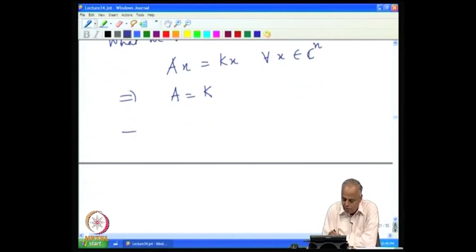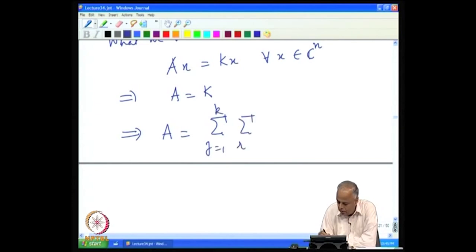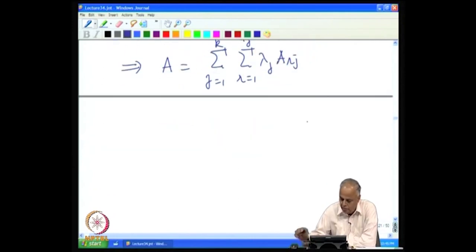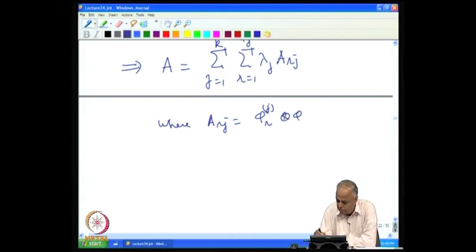So, therefore, we have A equal to summation j equal to 1 to k, r equal to 1 to a_j, lambda_j A_r^j, where A_r^j, again I repeat, is phi_r^j tensor phi_r^j, which is the same as phi_r^j phi_r^j star.